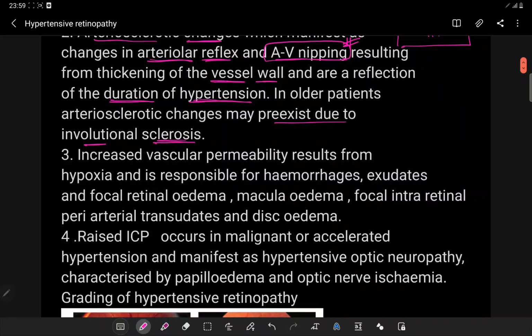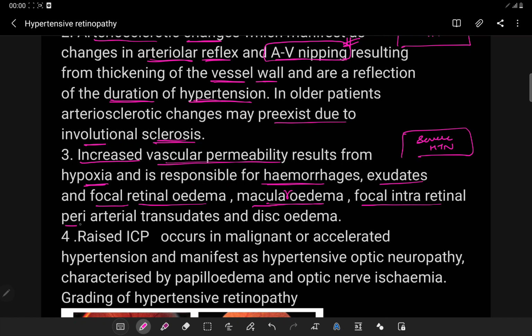Now the third important one is increased vascular permeability. The next important step is the increased vascular permeability, which results from hypoxia. Now what happens due to hypoxia? Whenever there is hypoxia, it causes the breakdown of the inner blood retinal barrier and usually occurs in the severe type of hypertension, and is responsible for hemorrhages. We have the exudates, focal retinal edema, macular edema, focal intraretinal periarterial transudates, and disc edema.